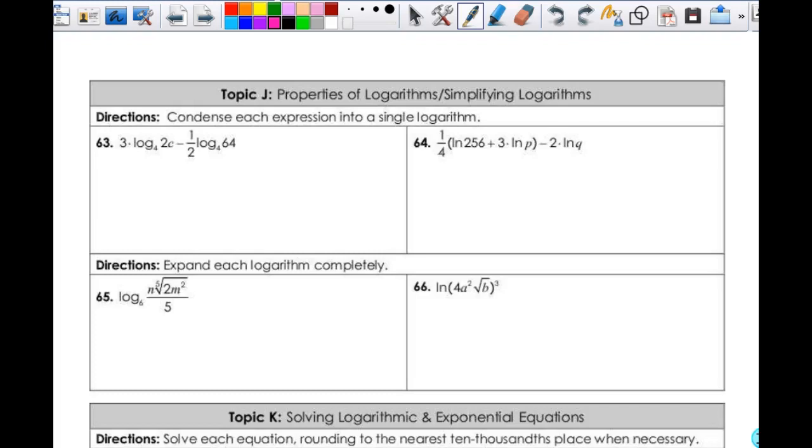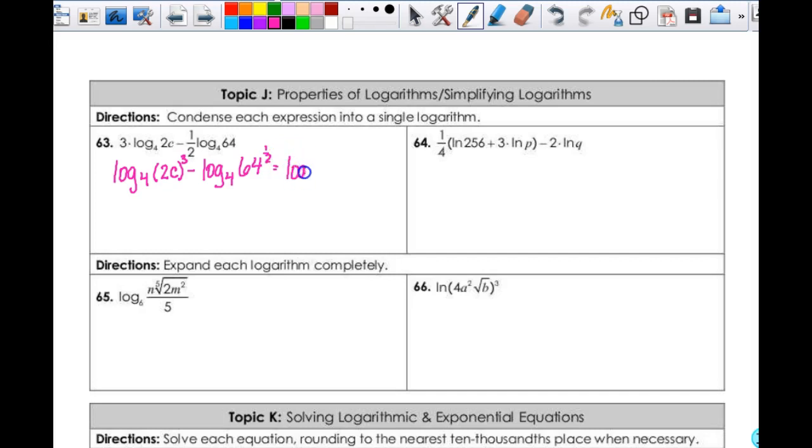Part 3. We're going to condense each expression into a single logarithm. So this number out here can become the exponent for this. So this becomes log base 4 of 2c cubed minus, and this 1/2 can come up here. So this is log base 4 of 64 to the 1/2 power.